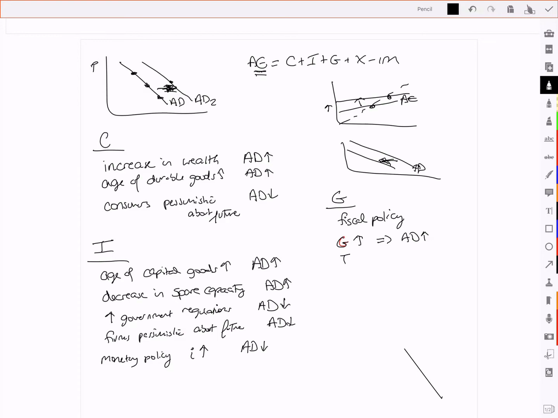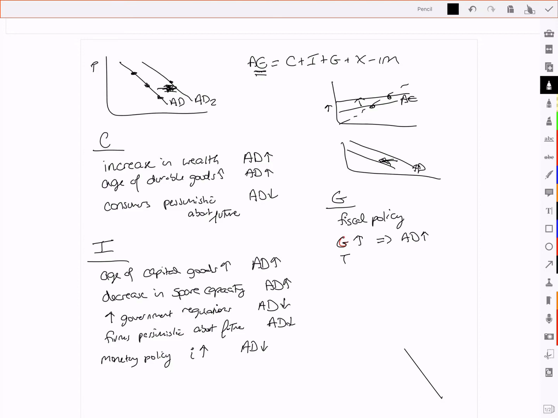So if you think about the government trying to stimulate the economy, what they're trying to do is increase demand. And so government, they need to buy hospitals, they need to buy police cars. All this government spending increases demand for goods and services made by businesses in Canada.